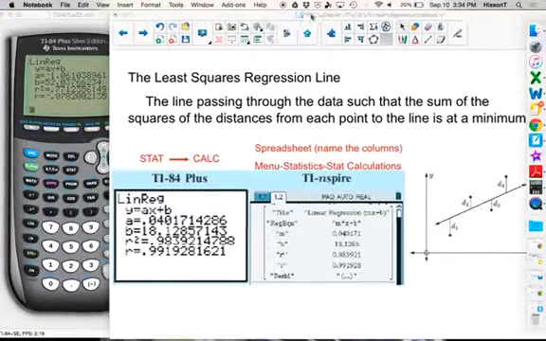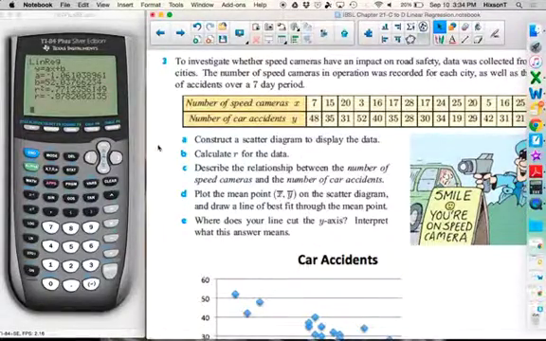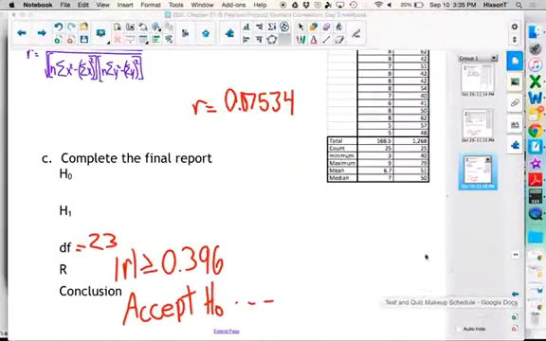Okay? All this is so that we will have R as a negative 0.8782. So that's that solution. What does that tell us about the number of speed cameras and the number of accidents? It seems like there's a negative correlation if we went back and looked at our critical value table.